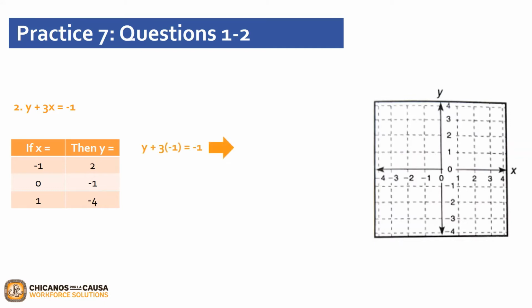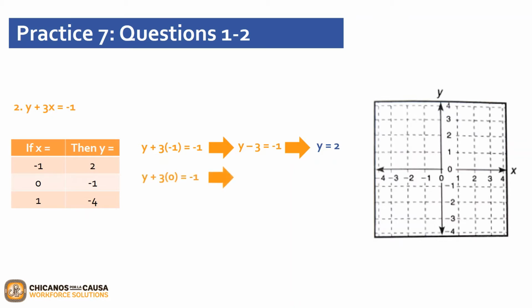So we're going to take our x variables, plug them into our equation, and then solve for y. Let's start with negative 1. So we have y plus 3 times negative 1 equals negative 1, which then gives us y minus 3 equals negative 1, with the final answer of y equals 2, because we added that 3 to both sides.